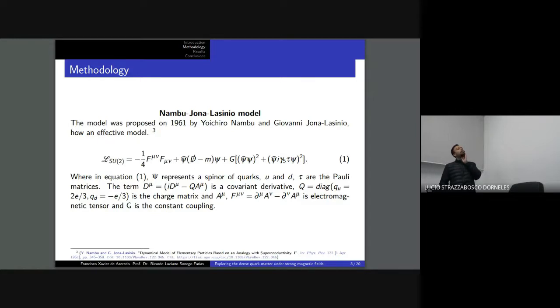This model was proposed in 1961 by Yoichiro Nambu and Giovanni Jona-Lasinio, and the Lagrangian density of the model is given by equation 1. The Lagrangian density of this model will give us all the dynamics of the quark matter, where in equation 1 we have psi that represents the spinor of the quarks, u and d. Tau are the Pauli matrices, D mu is the covariant derivative, Q is the charge matrix, F mu nu is the electromagnetic tensor, and G is the coupling constant of the model.